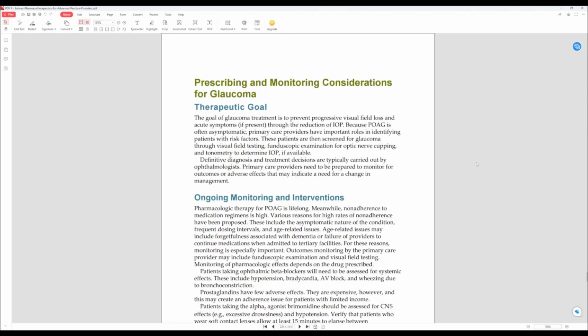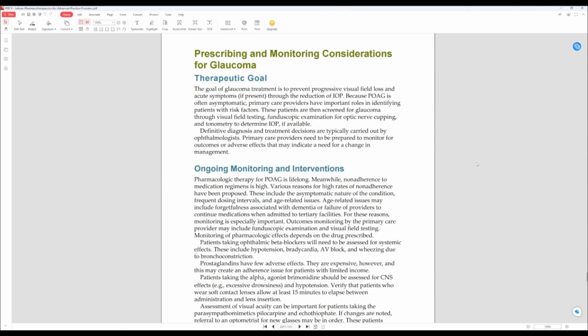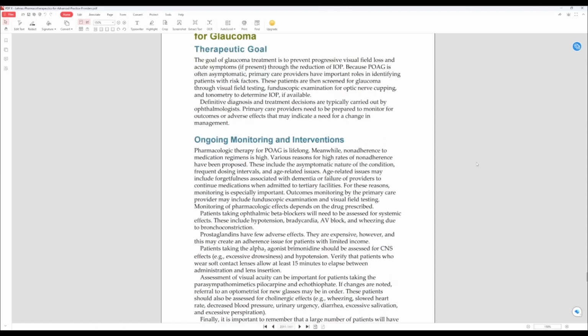So, prescribing and monitoring considerations for glaucoma. The therapeutic goal. The goal of glaucoma treatment is to prevent the progressive visual field loss and its acute symptoms through the reduction of IOP.